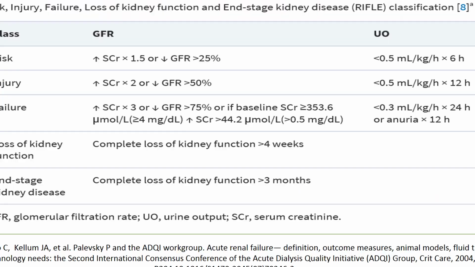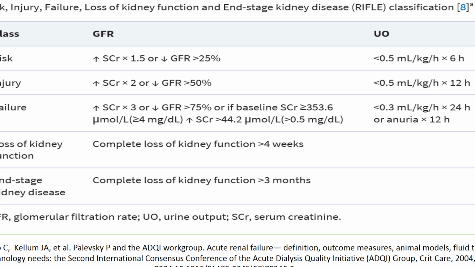So this is the RIFLE criteria, and essentially they defined acute kidney injury as occurring in a patient whose serum creatinine increases by 50% from a known baseline, or where you have a drop in the glomerular filtration of greater than 25%, or you could use urinary output criteria. So if you had a patient with reduced urine output of less than 0.5 mL per kg per hour for 6 hours, that would constitute acute kidney injury.